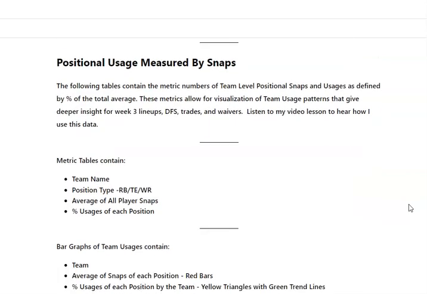Okay. The next piece of information that I use is positional usage as measured by team positional snaps. I define the usage as a percentage of the total average. I think this allows us to visualize it, so you actually get a visual view of the RB, the TE, and the WR as to how the teams have been distributing snaps.